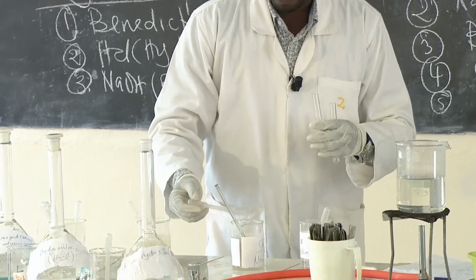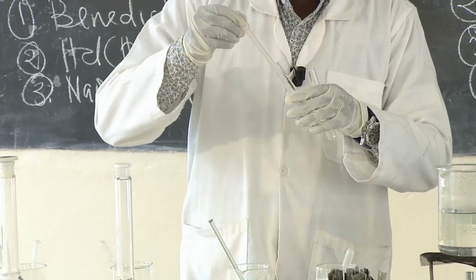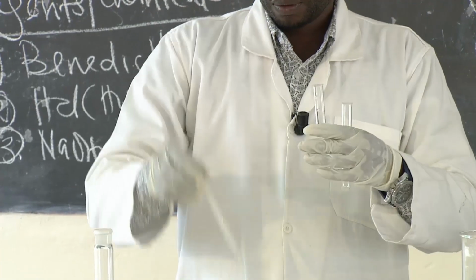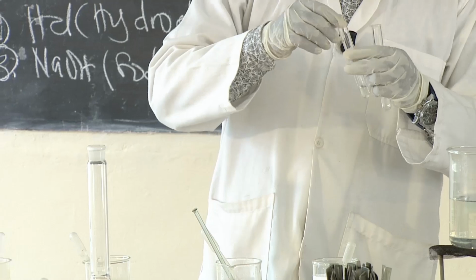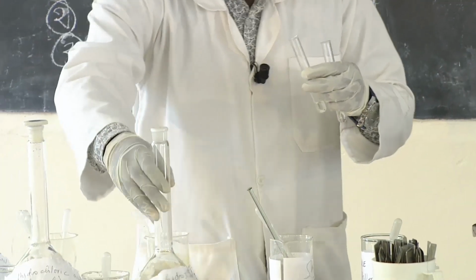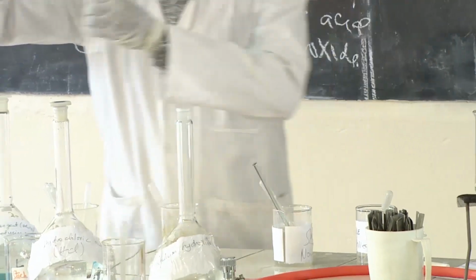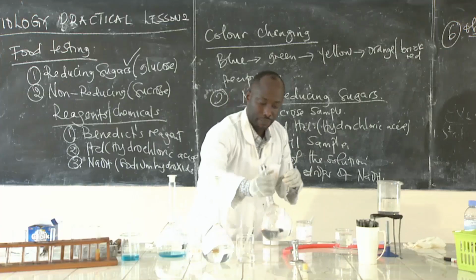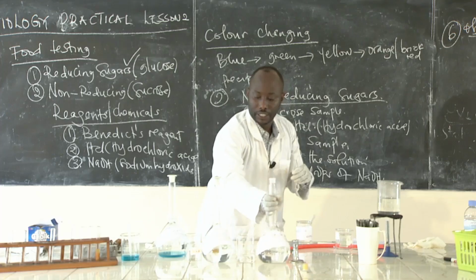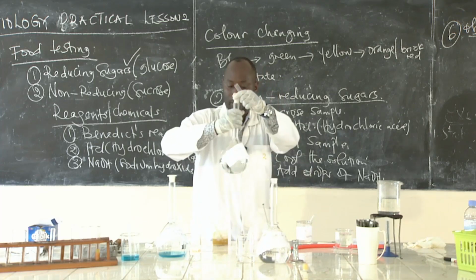I get the sample. After adding it, I add hydrochloric acid. Let me just first do one thing. I add hydrochloric acid. This is sodium hydroxide. This is hydrochloric acid.